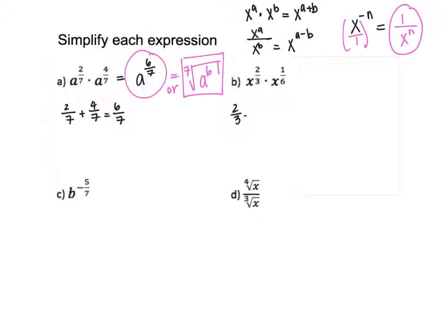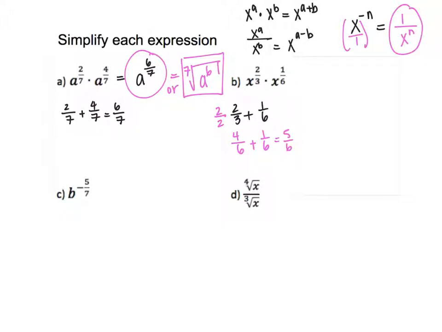2/3 plus 1/6, they don't have a common denominator, so I have to make it have the same denominator. So I have to multiply this 3 by 2. So in this case, I have to multiply the top by 2. So 2 times 2 gives me 4, 2 times 3 gives me 6. If I add these two, I end up having 5 over 6.